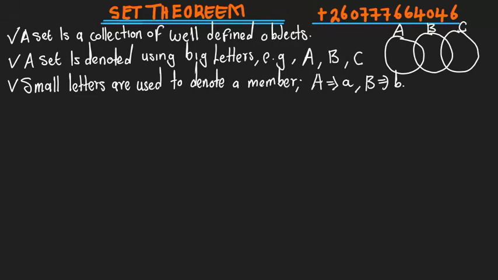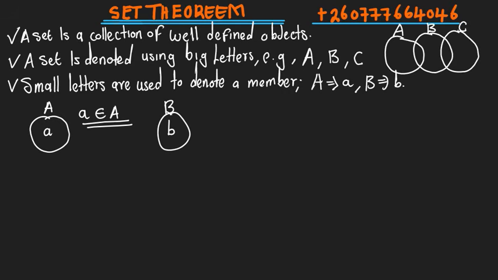So in this case, for example, if this is our set A, then A is a member of set A. In this case, we say that A is a member of set A. That is the operation there. If this is our set B, and this set B contains a member B, then we say that B is a member of set B. Okay? That is very important for you to understand.